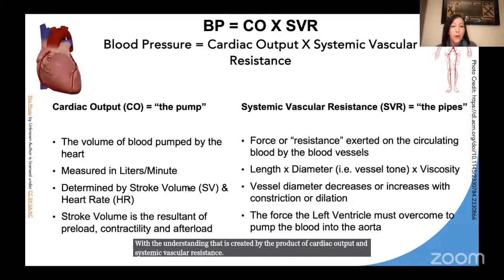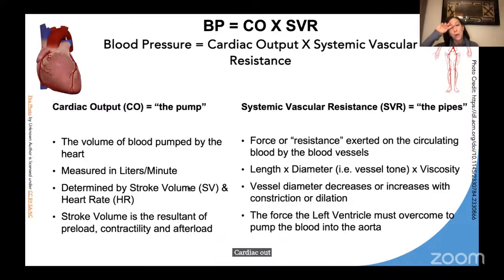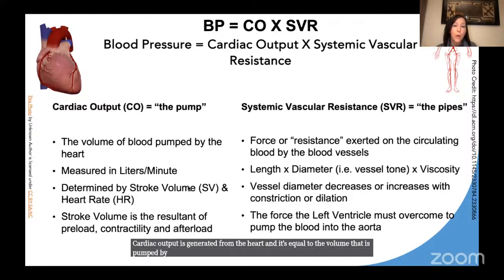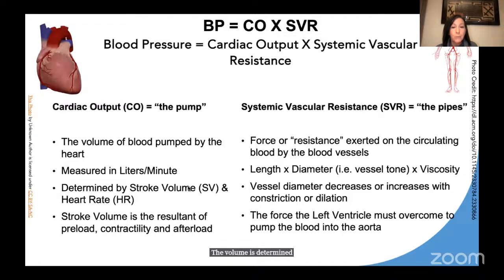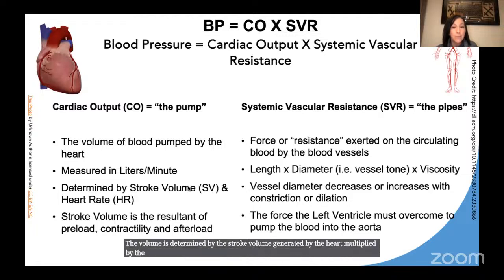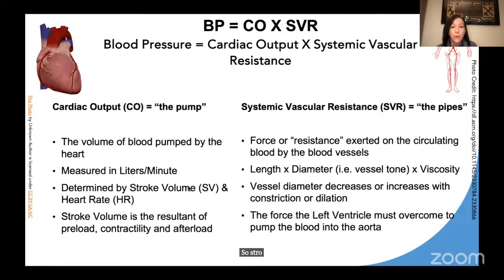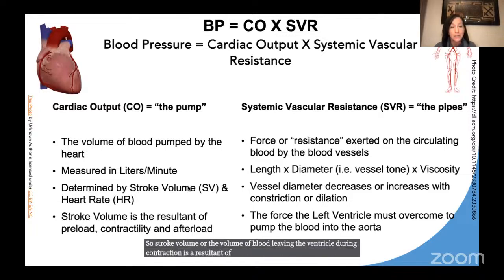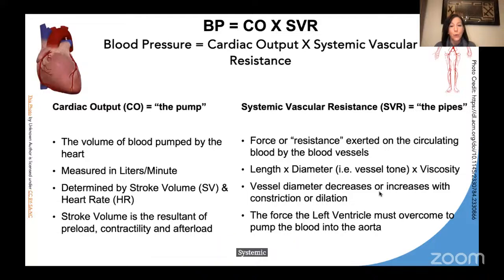resistance. Cardiac output is generated from the heart, and it's equal to the volume that is pumped by the heart in 1 minute. It's measured in liters per minute. The volume is determined by the stroke volume generated by the heart multiplied by the number of heartbeats per minute. So stroke volume, or the volume of blood leaving the ventricle during contraction, is a resultant of preload, contractility, and afterload.